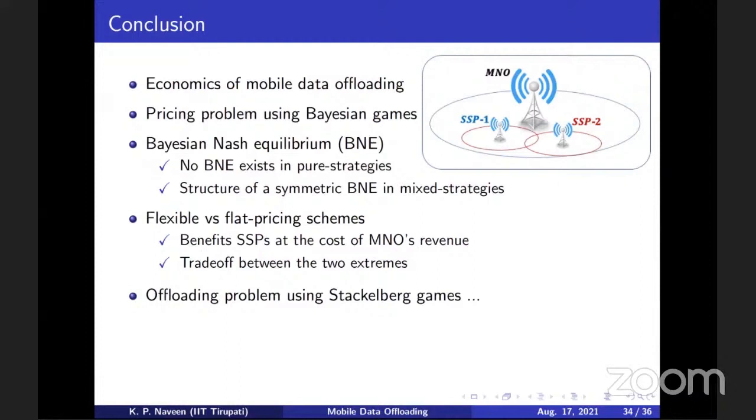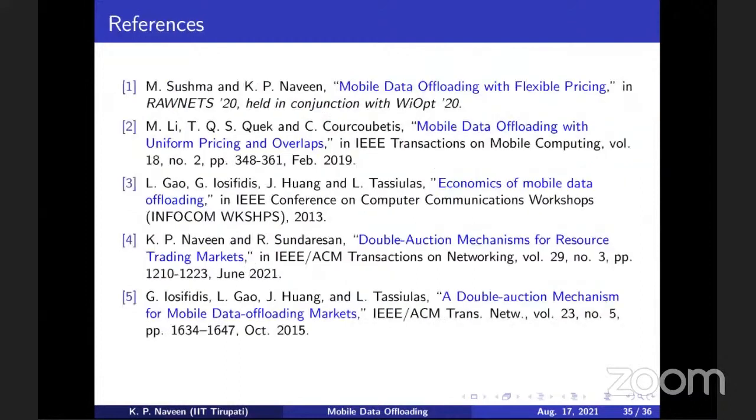Okay, and so these are some references. This is our paper with my student Sushma. And this is the base paper where the non-Bayesian framework is studied, in IEEE Transactions on Mobile Computing. The other interesting papers: for mobile data offloading, there are some auction-theoretic mechanisms, including our own paper with Professor Rajesh Sundaresan.